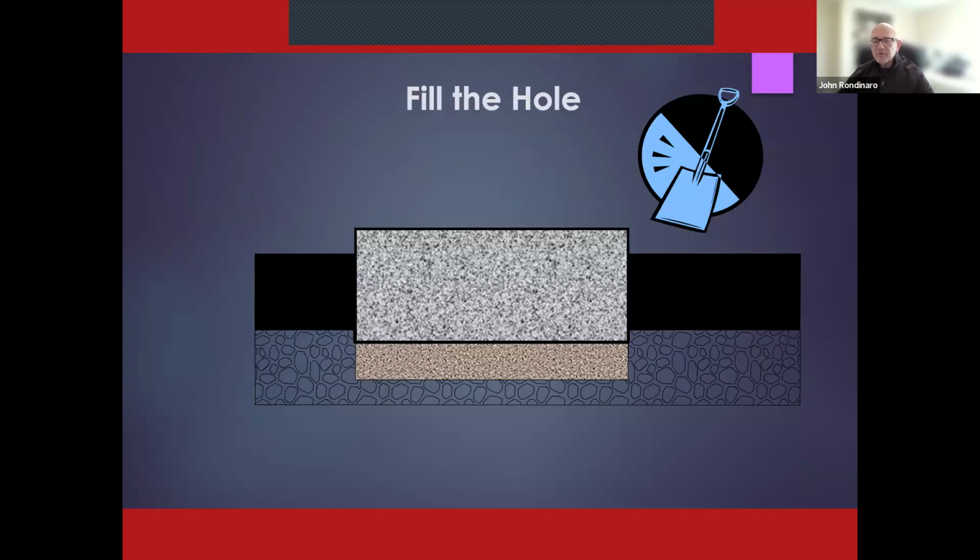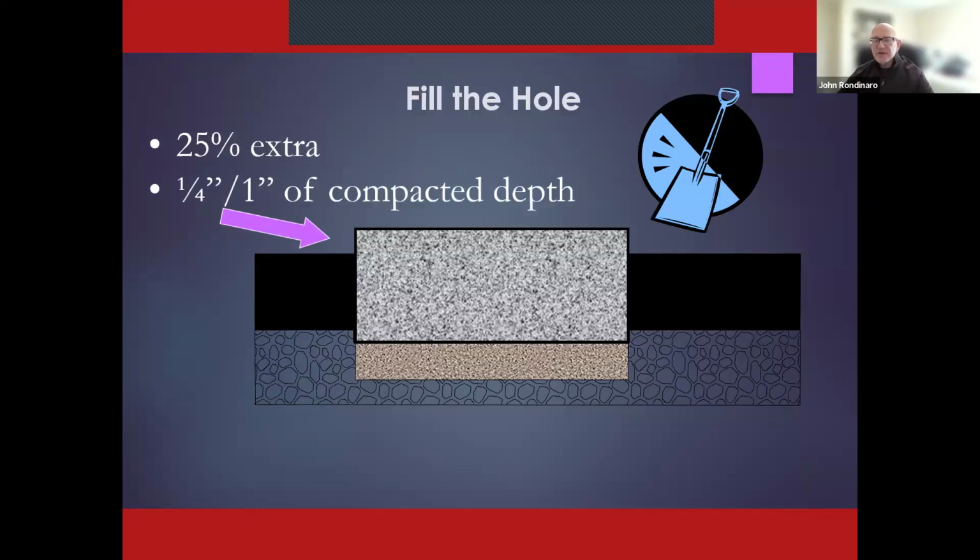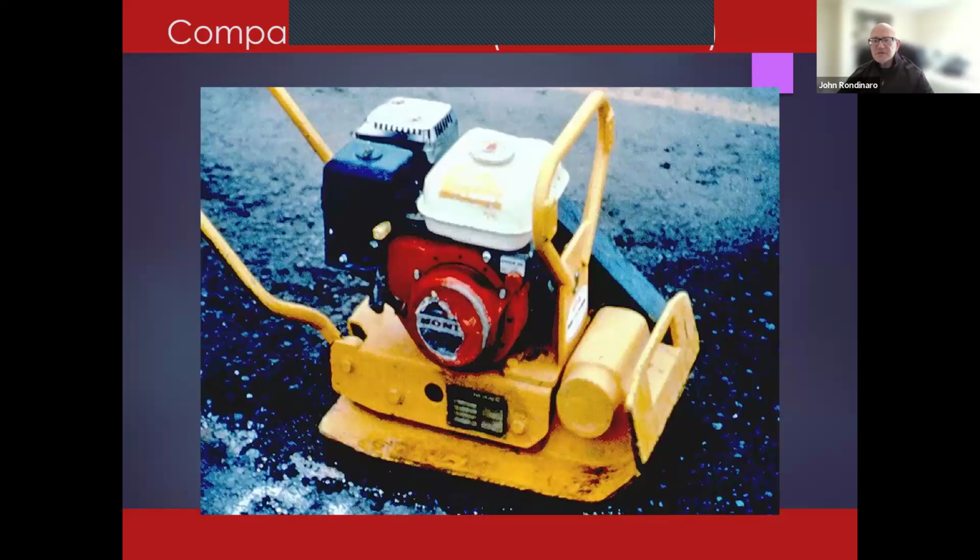Then you've got to fill the hole. You got to make sure you've got 25% extra. That means you've got to have a 1/4 inch of extra material for every inch of compacted depth. And you're doing that because you've got to make up for compaction. And in this case, you think this tool is going to work? This vibratory tamper? Probably not.